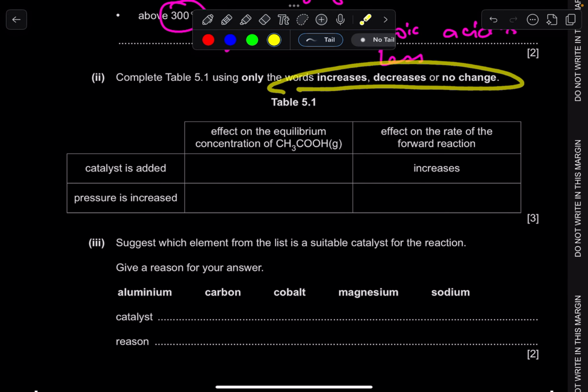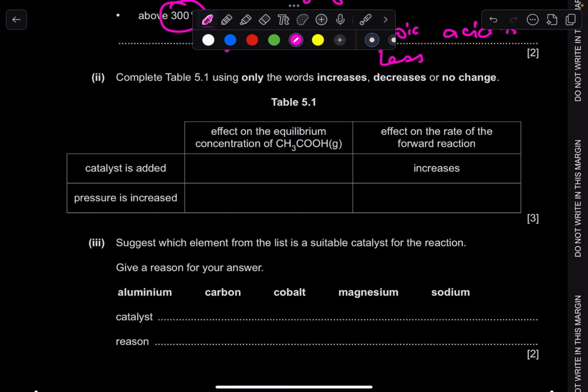Okay. Complete table 5.1 using only 3 words: increases, decreases, or no change. Catalyst is added. A catalyst does not affect the equilibrium yield. Just remember this. Effect on the rate of the forward reaction: obviously, the rate increases, but on the concentration of the product, there's going to be no change because a catalyst cannot affect the equilibrium.